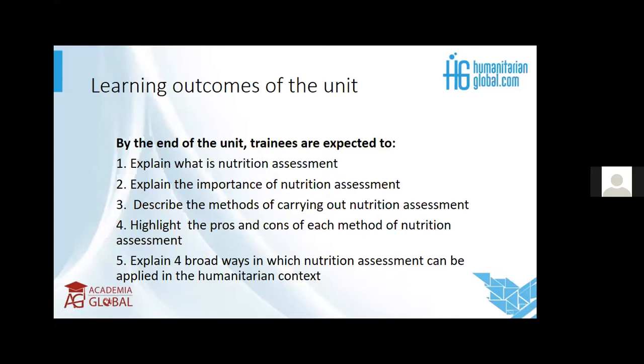Thereafter, we are going to be able to explain the ways in which nutrition assessment can be applied in the humanitarian context. Since our organization is a humanitarian organization, we want to see how we can apply this nutrition assessment to carry out our duties for the good of humanity. Those will be the expected outcomes of our session today.